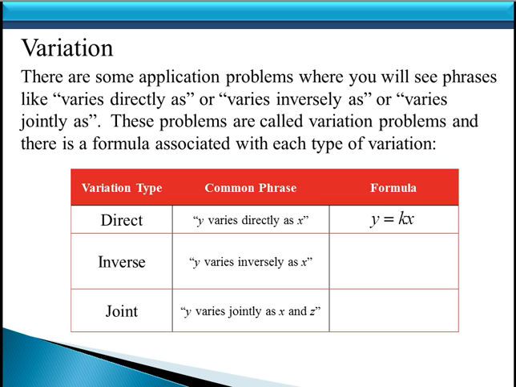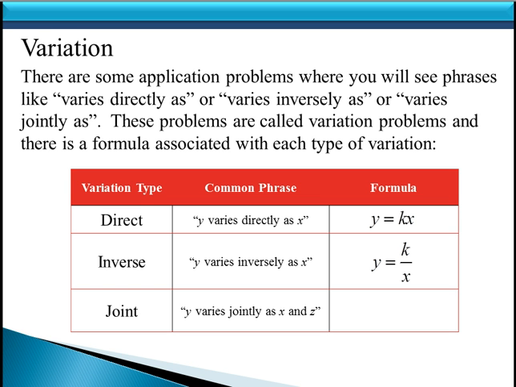With inverse variation, the common phrase would be y varies inversely as x. And again, y is just representing some quantity and x is representing some other quantity. And so if y is the quantity that's varying inversely as x, then the formula would be written as y equals some constant k divided by x.